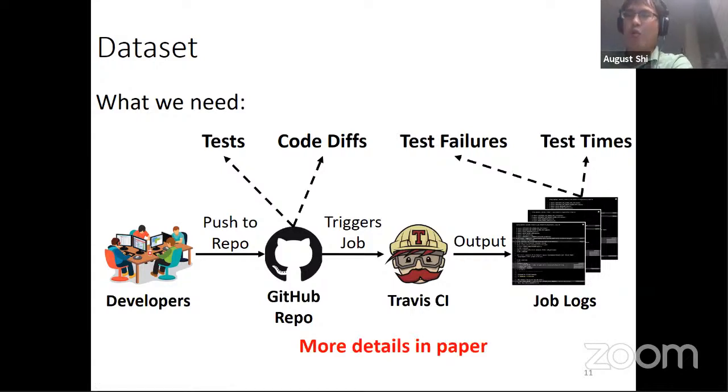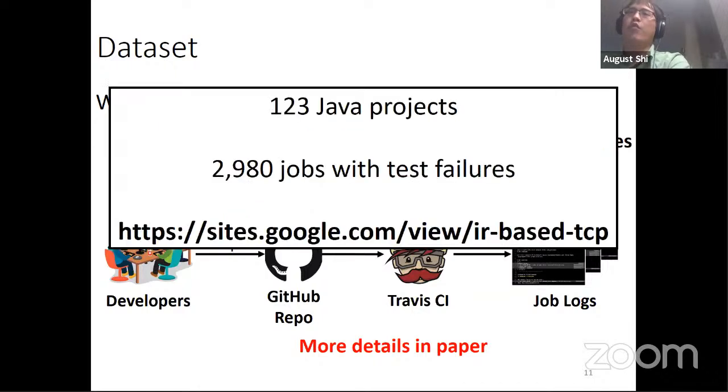Now, the exact details of how we collect this information can be found in the paper. I won't have time to go over those here. But overall, we collected data for 123 Java projects, with almost 3,000 jobs with test failures, and our data set can be found at this link here.